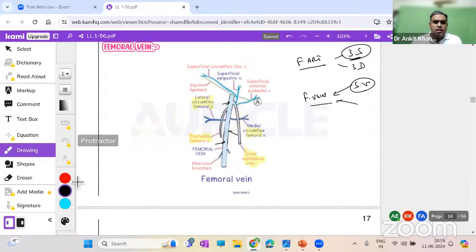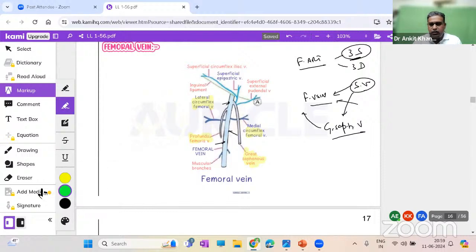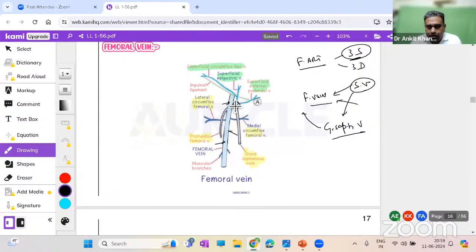Where do they enter? They actually enter, first of all, into the great saphenous. From the great saphenous, then they go to the femoral vein. This is what I wanted to highlight over here. It's a bit in depth, but important. So look at these 3 with the green highlighter. I'm marking circumflex iliac, epigastric, and external pudendal. Where are all of them entering? They are all entering into this area. What is this area? This is the great saphenous. Okay, so do remember that.